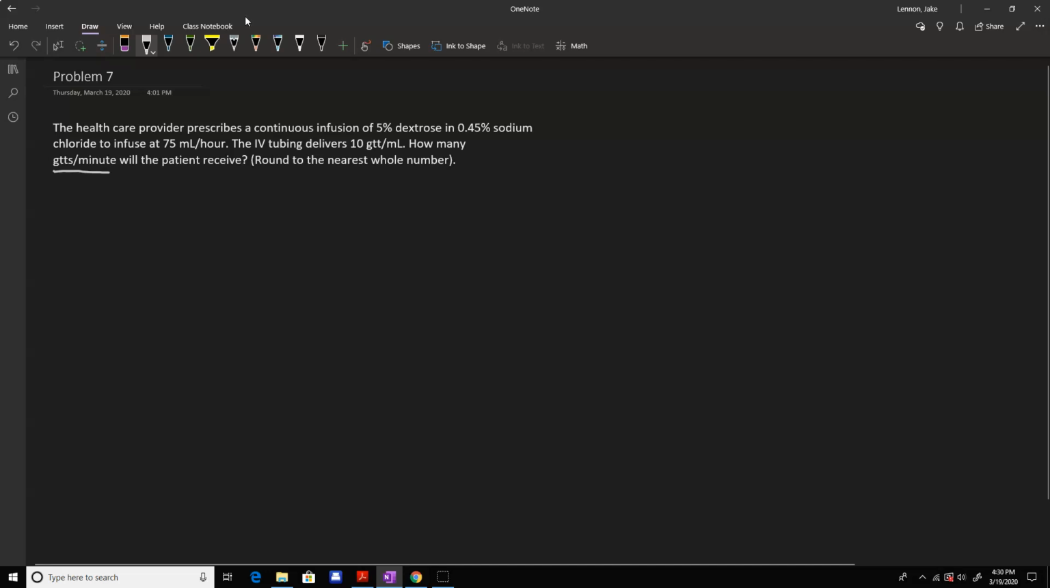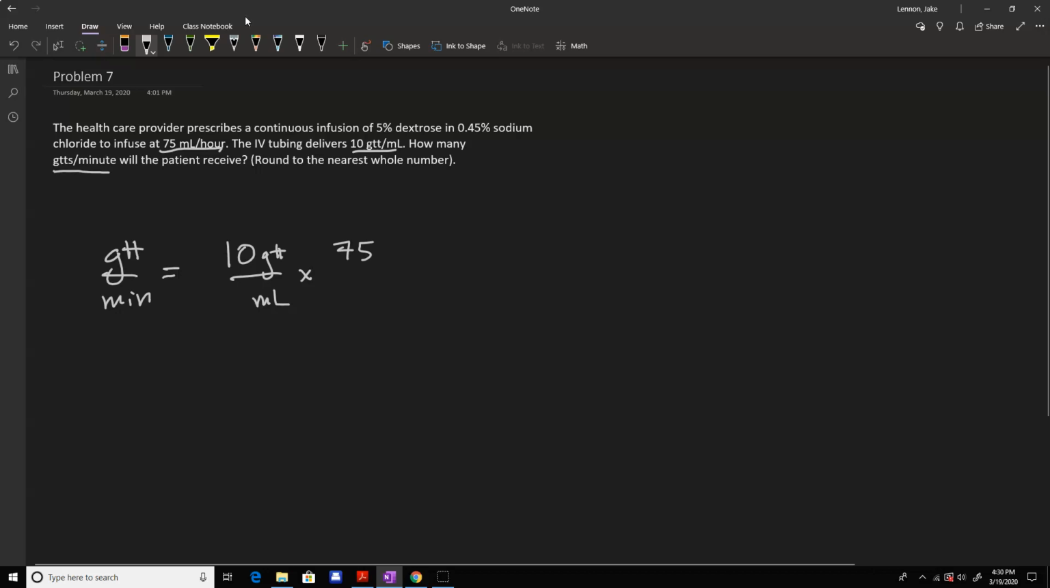All right, so back to the strategy. We're just looking for drops per minute, so GTT per minute. So we first look for the top of the fraction, that unit, drops per minute. So the only place drops appears is in that drop factor. So we write down 10 GTT per milliliter. So now our job is to cancel this milliliter in the bottom. So we see milliliter appear in one place, 75 milliliters per hour.